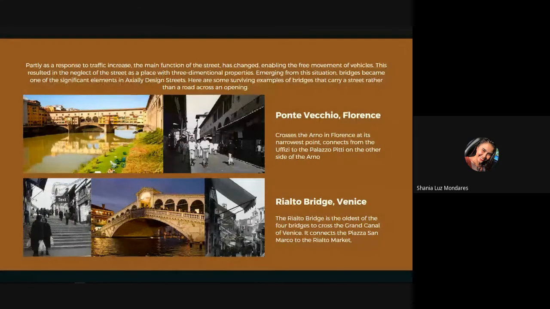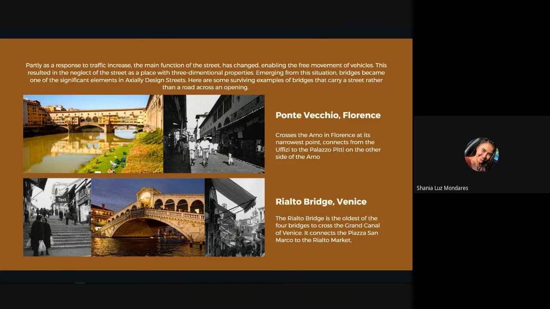Yes, that one. Partly as a response to traffic increase, the main function of the street has been compromised to enabling the free movement of vehicles. This resulted in the neglect of the street as a place with three-dimensional properties. So, emerging from this situation, bridges became one of the significant elements in axially designed streets. Here are some surviving examples of bridges that carry a street rather than a road across an opening.